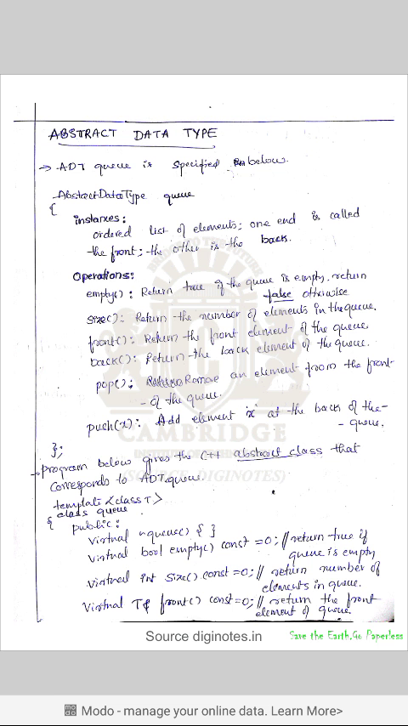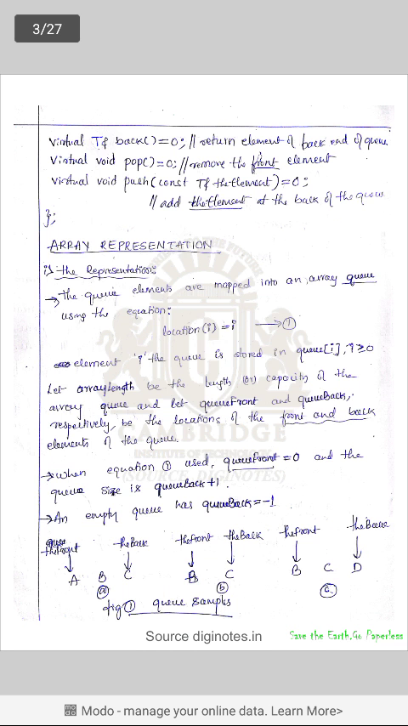Now we'll see the abstract class. We already know what an abstract class is. The class which contains virtual functions, where the virtual functions are initialized to 0, is called an abstract class. Then you can see there we have a destructor, then the empty function, size function, front, back, pop and push.